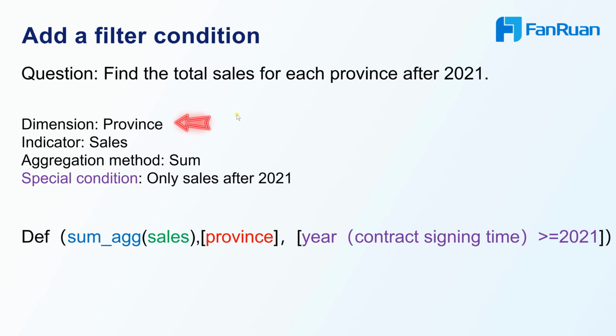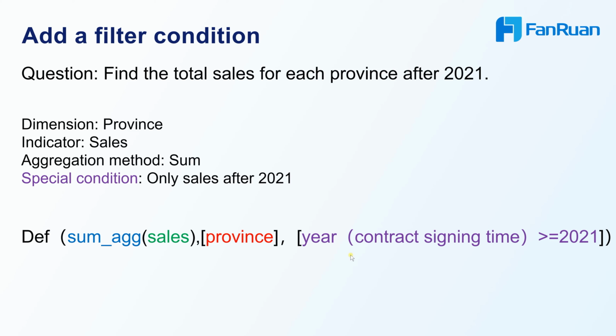But I have a special condition. I only want the data from after 2021. So, how do we handle this special condition? As you probably learned in FindBI, there are many ways to do this. For example, you could add a filter condition in the component or in the data to filter. But what if I don't want to filter the underlying data but only filter for this specific calculation?